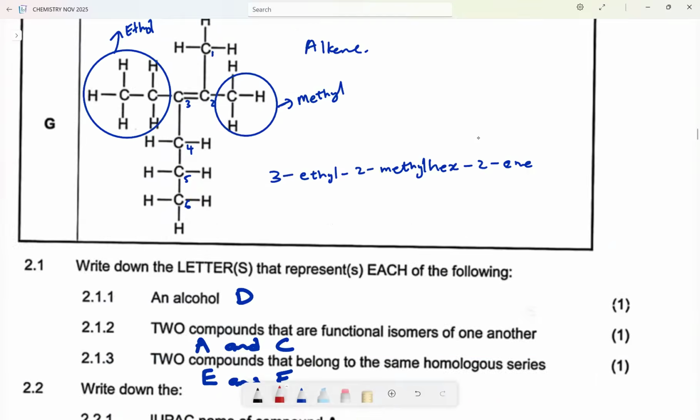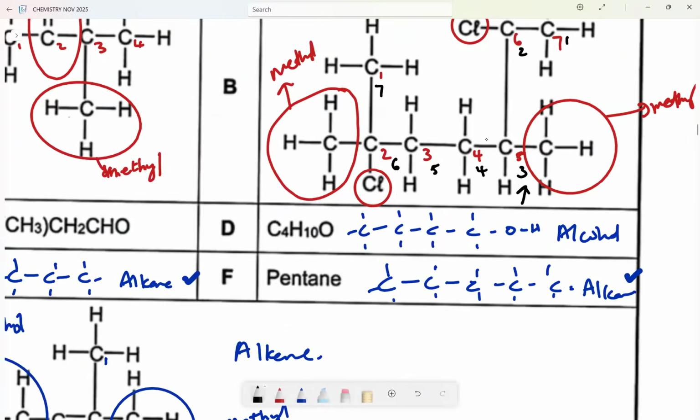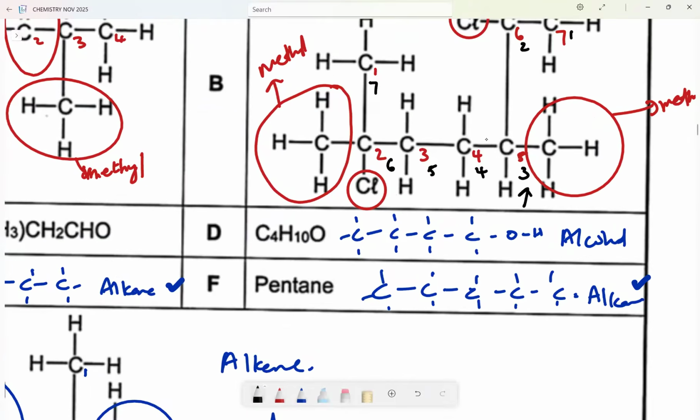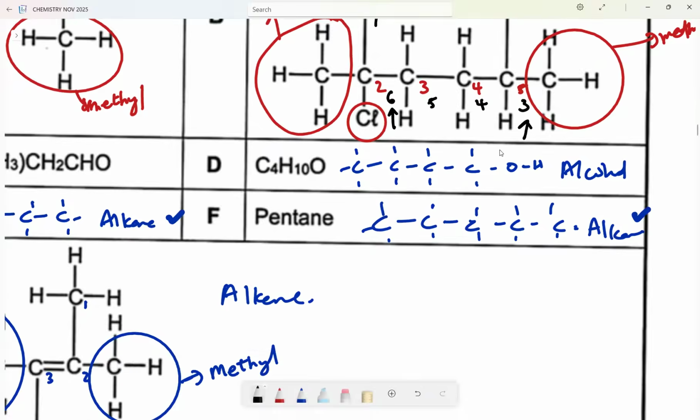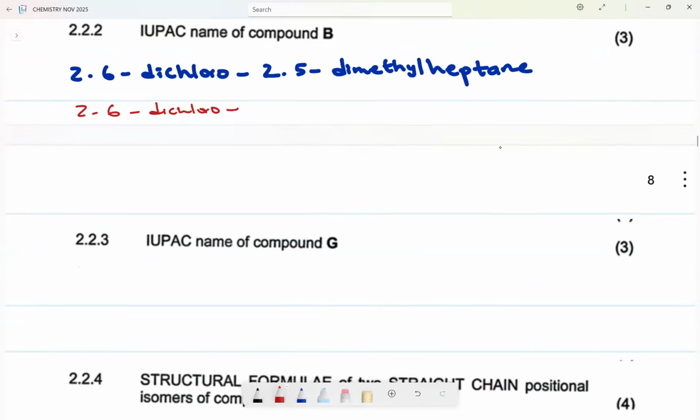But now let's look at the branches. The branch is now on number 3, as well as number 6. So it is now 3,6. So now our branch is 3,6-dimethylheptane.